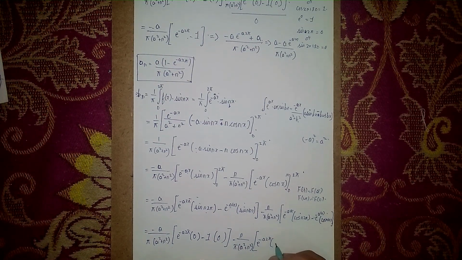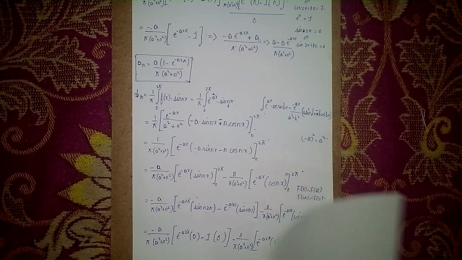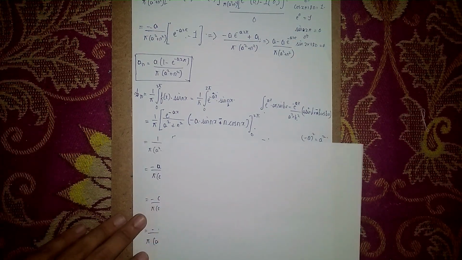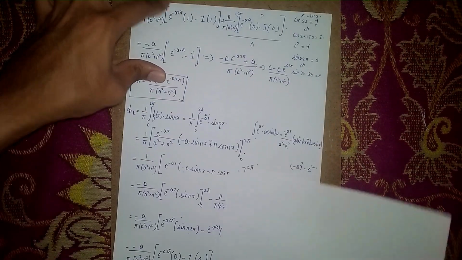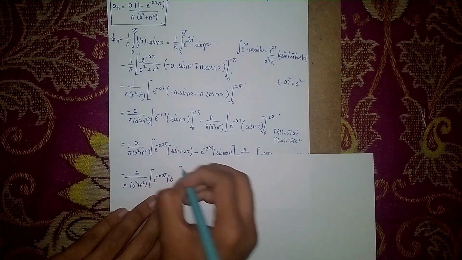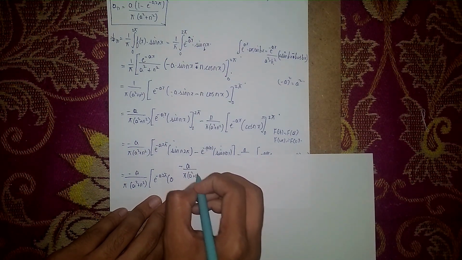Cos n 2 pi is equal to 1, into minus e power, it will become minus into 1. Now close the bracket. Now I'm writing on another page to understand better. Now the next step is here, a continuation. So here what will happen? Minus a by pi into a square plus n square.